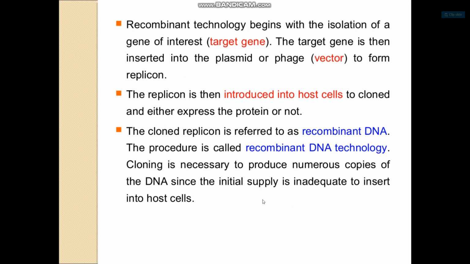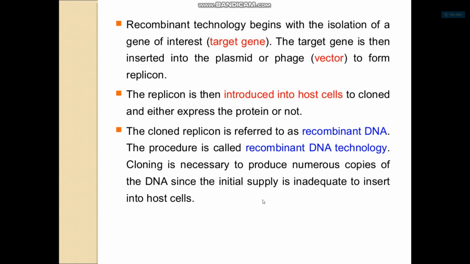So RDT begins with the isolation of gene of interest, the target gene. So the target gene is then inserted into the plasmid vector to form a replicon. And the replicon is then introduced into a host cell to be cloned and either express the protein or not. The cloned replicon is referred to as a recombinant DNA and the procedure is called recombinant DNA technology.